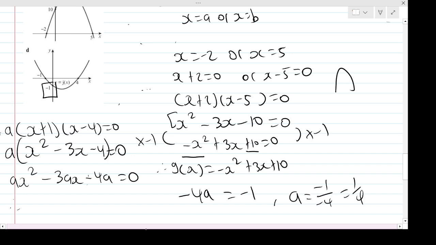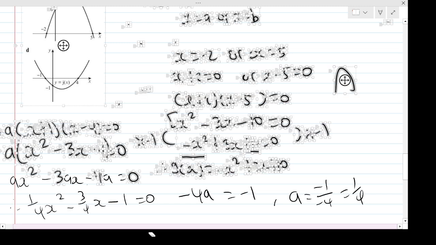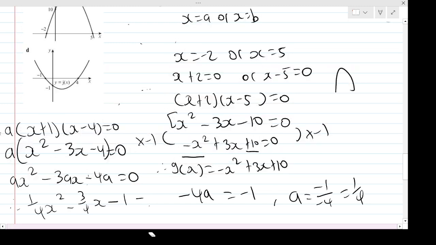Therefore, our quadratic would be, if we sub that a in, a quarter x squared minus 3/4 x, because 3a is 3 times a fourth, which is 3/4, minus 1, because -4a is -4 times a quarter, which is -1. And again, that equals 0, but if we want the whole curve, that's just equal to the whole function, which was actually j of x in this case.